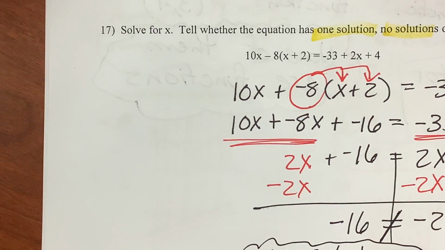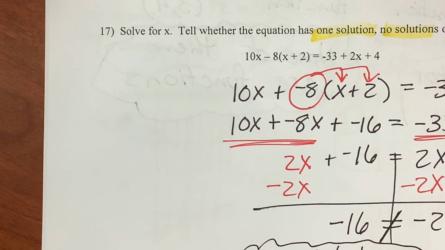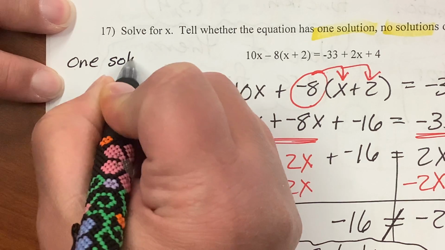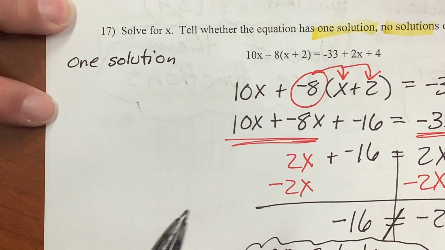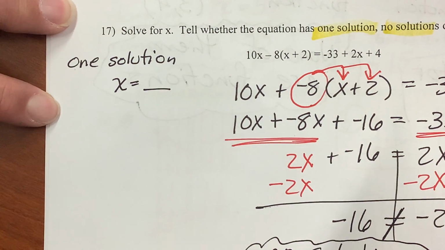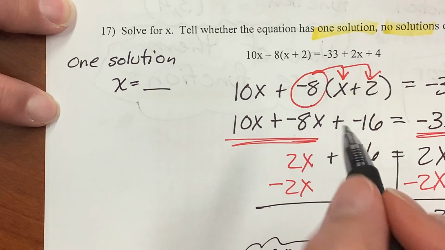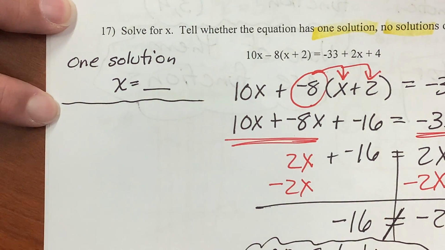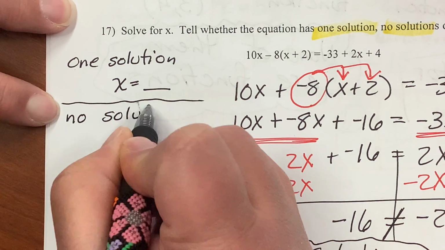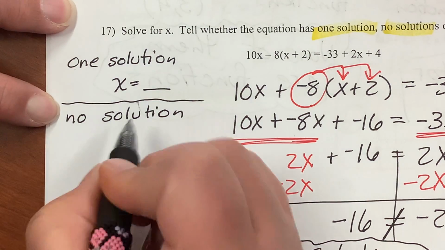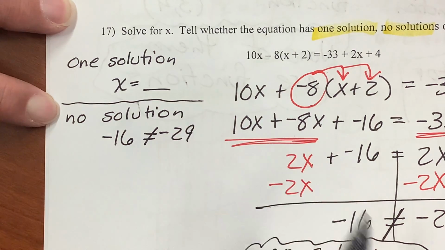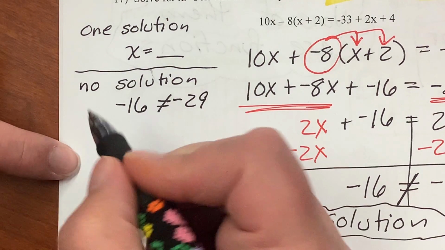So now, off on the side, let's write a few happy little notes. One solution, that's when you have x equals something. It doesn't matter what that something is, whatever x is equal to, it's one solution. Okay, no solution, the sides are not the same. So our example here was -16, and that is not equal to -29. So that's no solution.